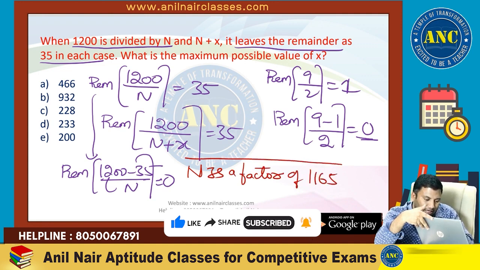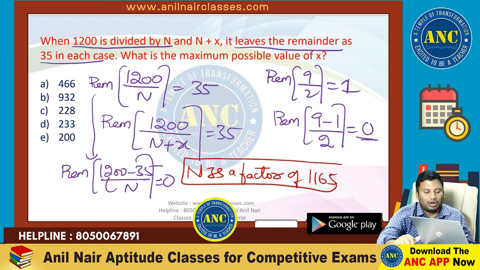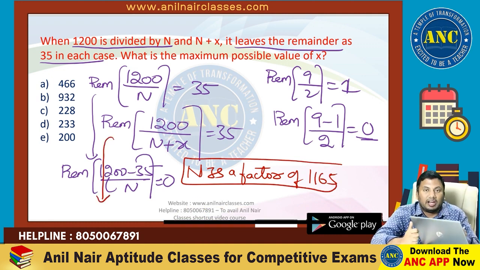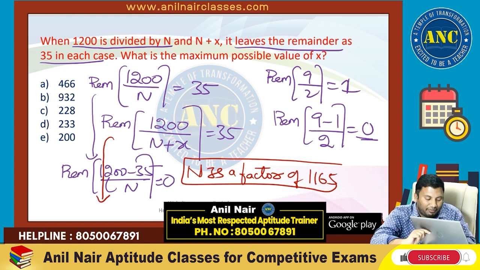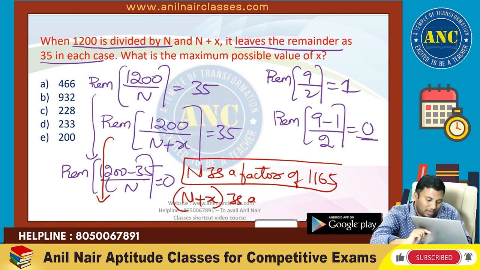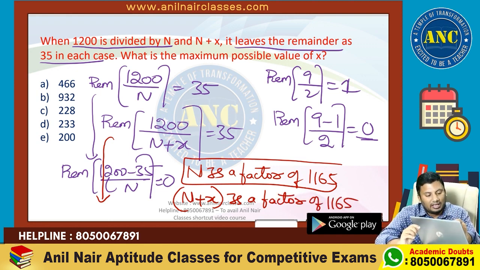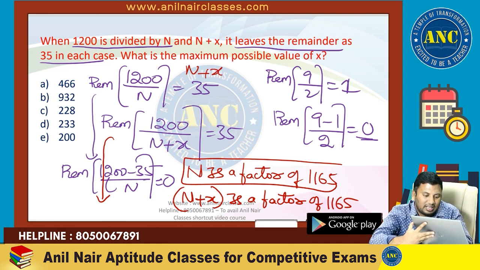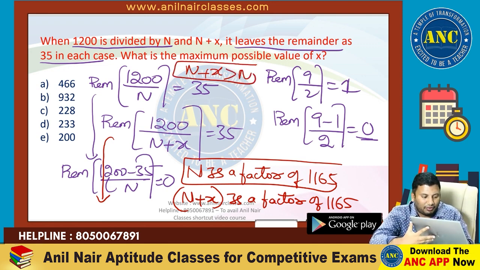I hope it is clear. Similarly, in this expression also, 1200 divided by n plus x gives remainder 35. That means n plus x is also a factor of 1165. Are you all with me? n is a factor of 1165, n plus x is a factor of 1165. So n plus x is always greater than n. Am I right? So what are the factors of 1165?